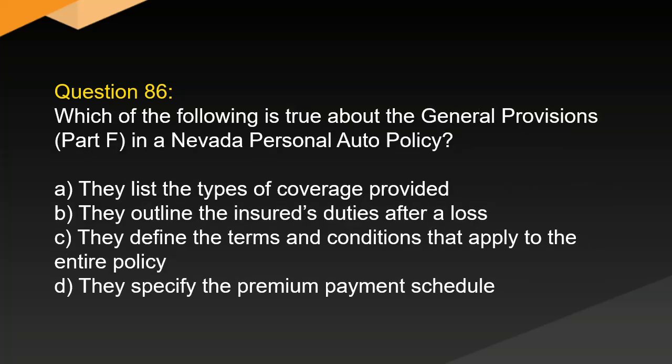Question 86. Which of the following is true about the general provisions, Part F, in a Nevada personal auto policy? A. They list the types of coverage provided. B. They outline the insured's duties after a loss. C.